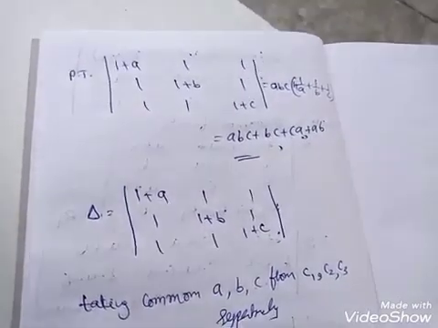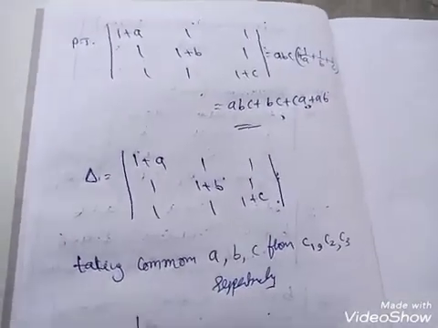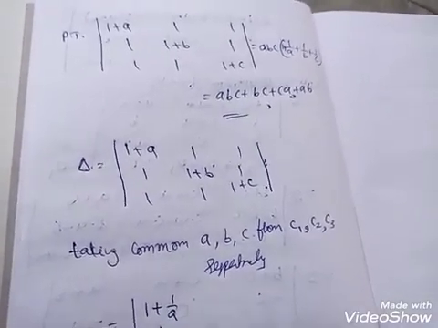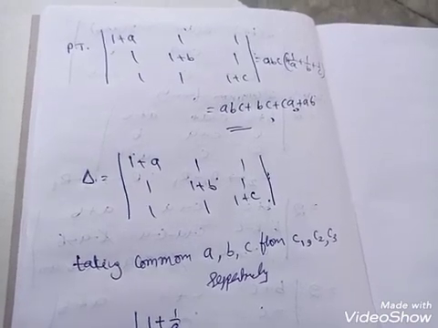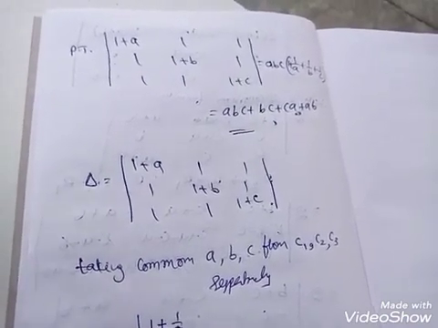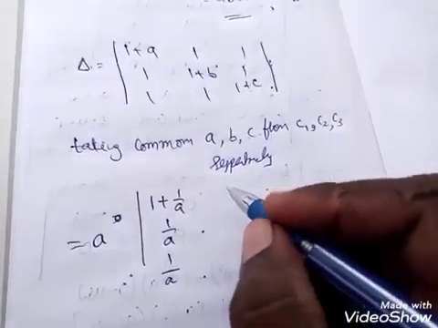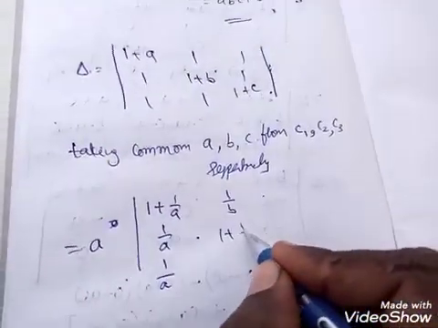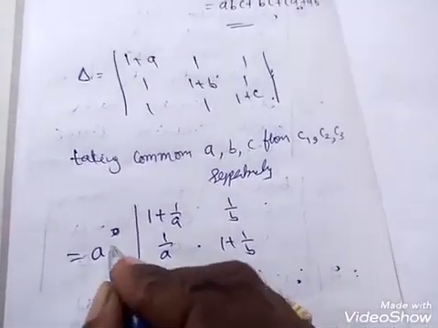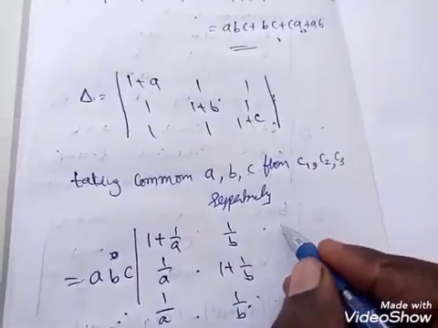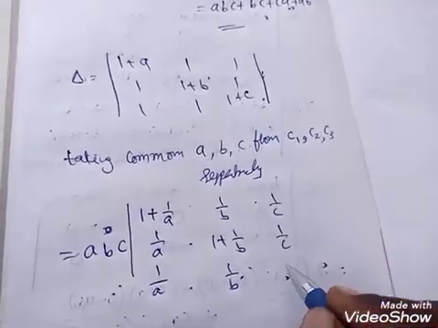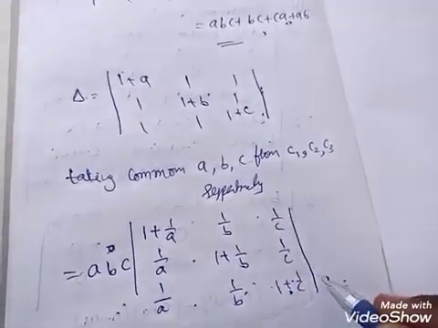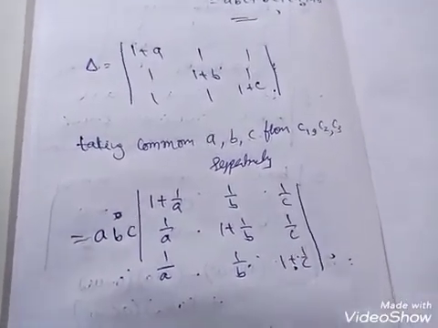Then what you are going to get, observe there: if I have taken common a from column 1, I will get 1 plus 1 by a, 1 by a, and this is 1 by a. And taking common b from column 2, that is 1 by b, 1 plus 1 by b, 1 by b. Now taking c common from column 3, 1 by c, 1 by c, 1 plus 1 by c.